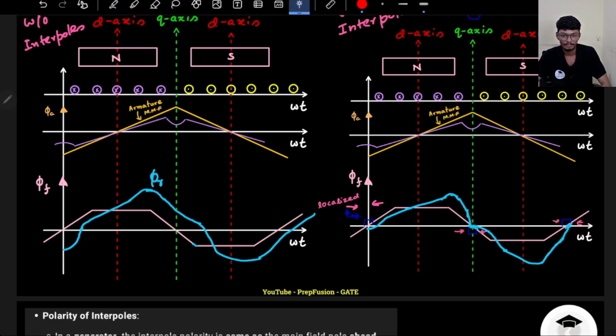So ultimately, interpoles can compensate the armature reaction. Sometimes they can overcompensate the armature reaction, which is another problem with interpoles. If this flux is more positive, then the zero crossing will be more ahead. That is something we might also want to do, because we want to improve our commutation further. So yeah, this is about it.